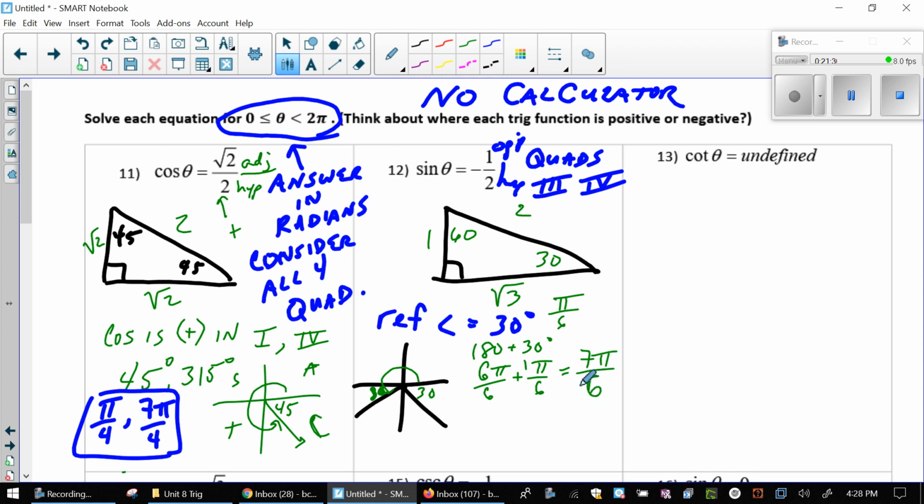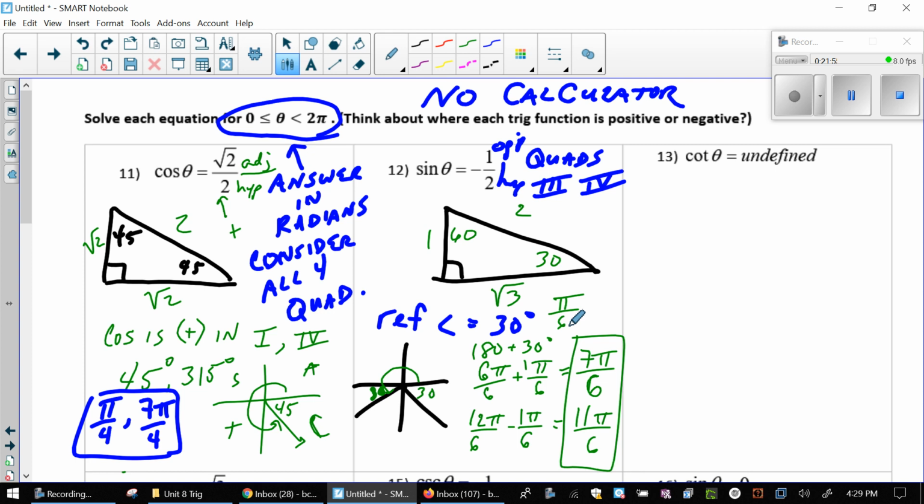Okay, I'm going to go all the way around to 2 pi. So 2 pi and 6 would be 12 pi over 6. And now we have to subtract that reference angle to get us back into that fourth quadrant. So 12 minus 1 is 11 pi over 6. And there's our two answers in radians. Again, a lot of things to think about, all right?